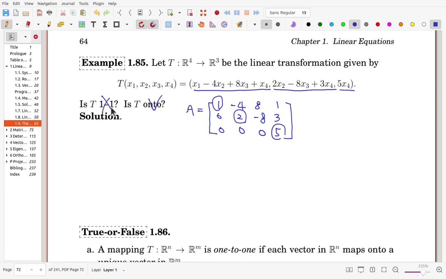By the way, once a matrix transformation is given in this form, you may think of the first component as the first row, the second component as the second row, and the third as the third row, and collect the coefficients 1, minus 4, 8, and 1, then 1, minus 4, 8, and 1. And for x1 it is 0, 0, minus 3, and there is now 0, 0, 0, 5. That is exactly this third row. You can get the standard matrix in this way.